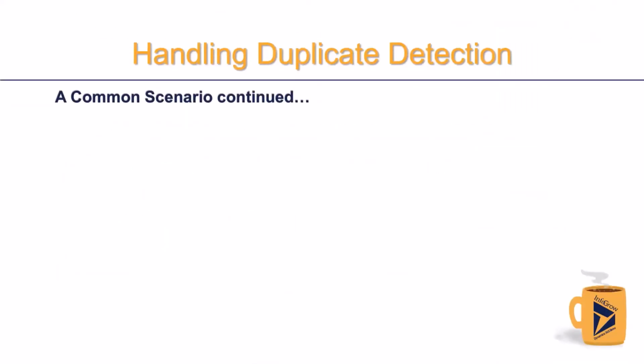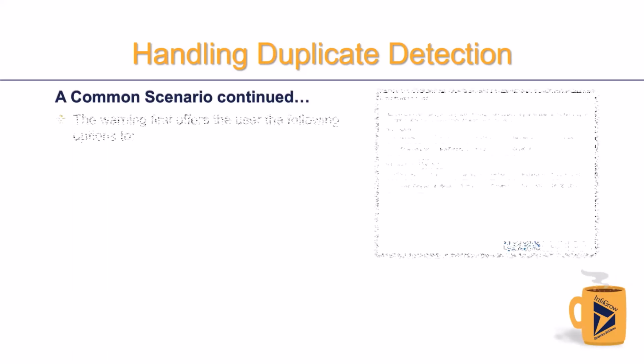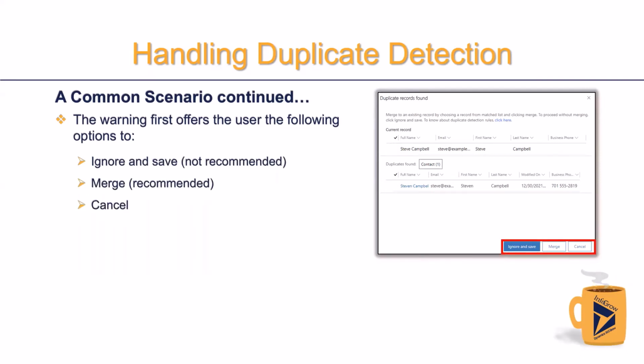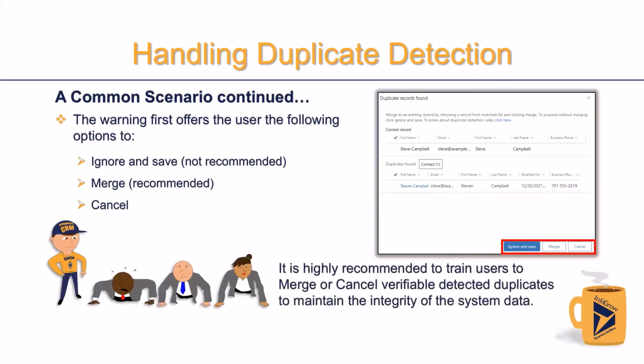Now let's take a look at what we can do once a duplicate has been detected. The warning first offers the users the options to ignore and save, merge, or cancel. It is highly recommended to train users to merge or cancel verifiable detected duplicates to maintain the integrity of the system data.